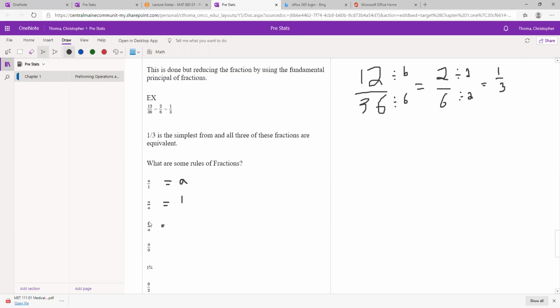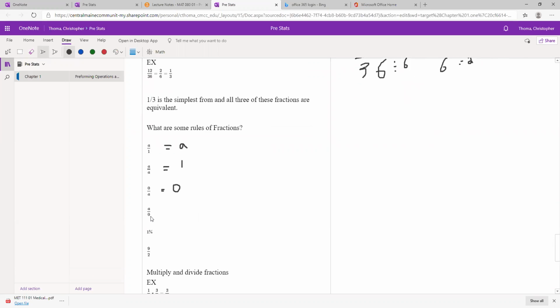If I do 0 divided by a, can I have 0 in the numerator? I only have a few of you today, so I don't think you're going to answer. But yes, you can have 0 in the numerator. 0 divided by a is 0. What I cannot do is divide by 0. So this does not work. You cannot divide by 0.